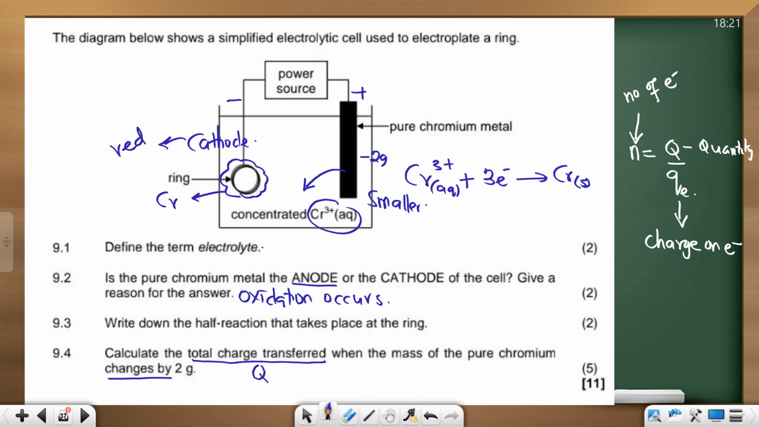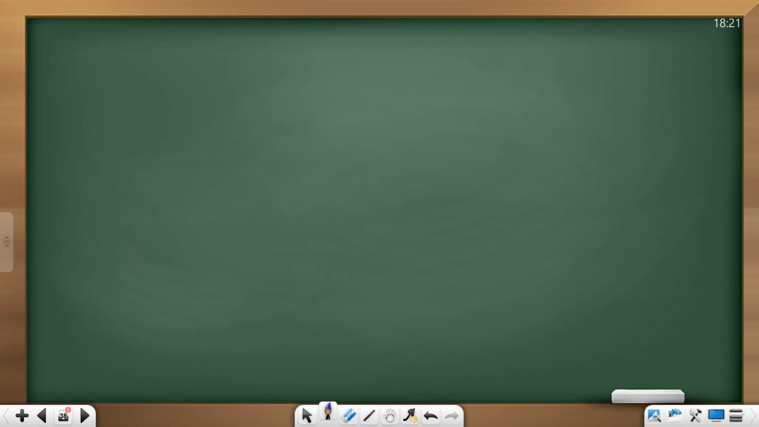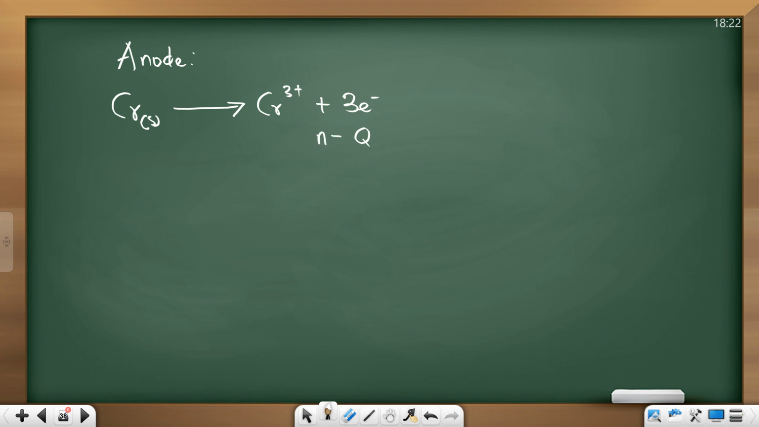All right. Let's write the half reaction. Everything starts from your reaction. We are looking for Q, and Q has to be of electrons. Let me show you my 3 steps again. It's magical. At the anode, what do we know? It is Cr solid that is being oxidized to Cr3+ plus 3 electrons. What are we looking for? We are looking for Q here. But what is Q? N equals Q over Qe.